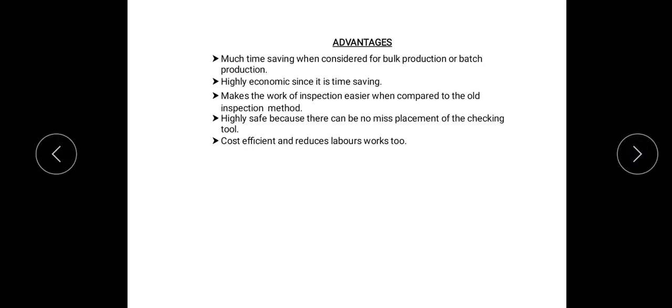Advantages of the project: it is much time saving when considering bulk production or batch production. It is not much time saving when it comes to unit production. It is highly economical since it is time saving, and as everyone knows, time saving is considered the best way of increasing production. It makes the work of the inspector easier compared to the old inspection method. It is highly safe because there can be no misplacement of the checking tool. It is cost efficient and reduces labor work too.